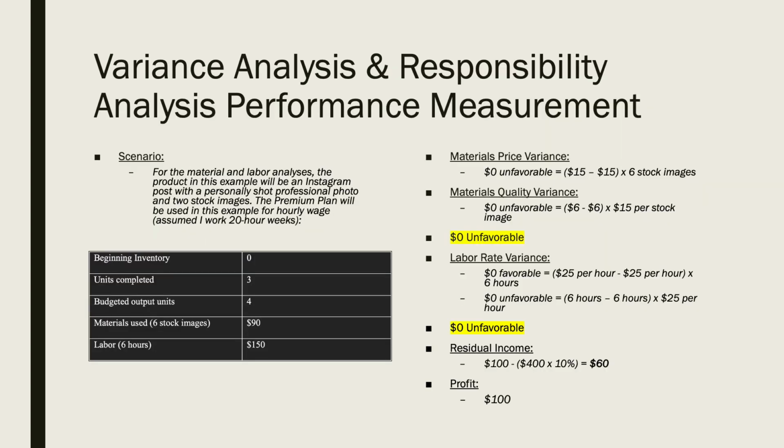Here is our variance analysis and responsibility analysis performance measurement. So we have the scenario on the upper left and some of our numbers on the bottom left, just showing the scenario in a visual form, and some of our numbers on the right. I highlighted that we have $0 in favorable for each, and that we have $100 in profit, as shown on the bottom right.